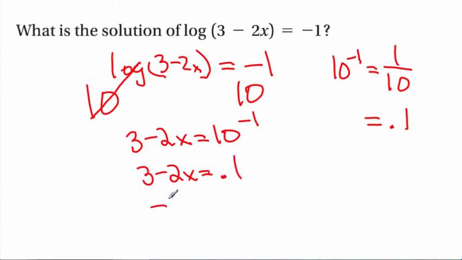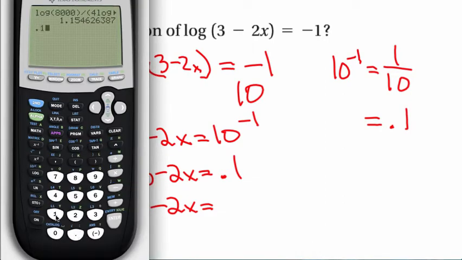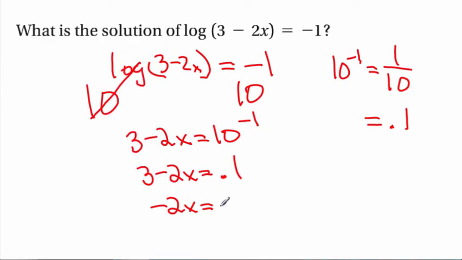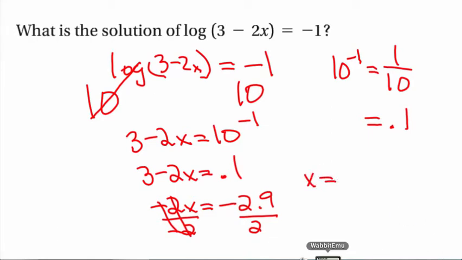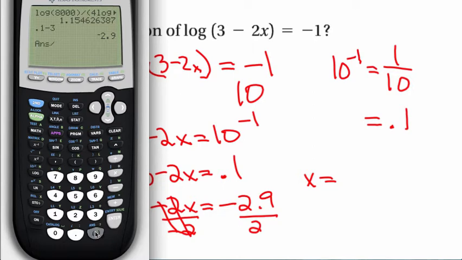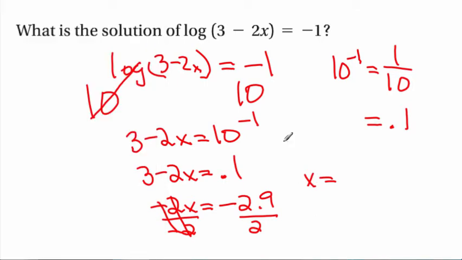I'm going to subtract 3 from both sides, so negative 2x equals 0.1 minus 3. So just for simplicity, let's go to the calculator. 0.1 minus 3 is negative 2.9. Then I would divide both sides by negative 2. So x comes out to be, let's take negative 2.9 and divide by negative 2. 1.45. Now notice I'm going to put the equal sign here because it is 1.45. It's not close to 1.45.